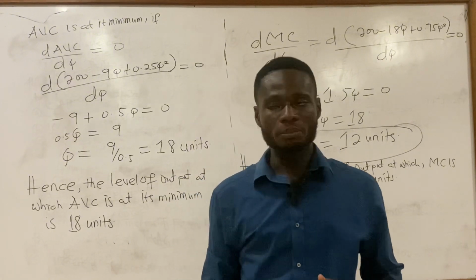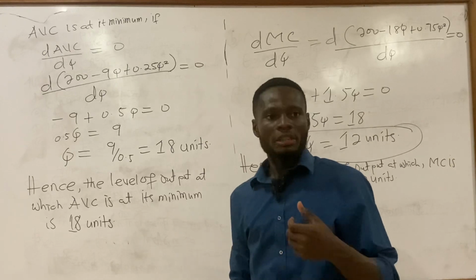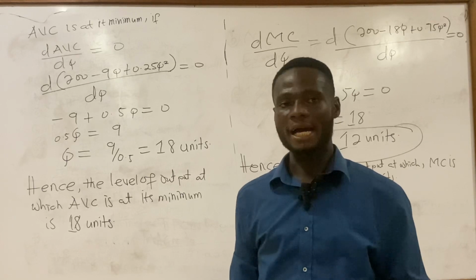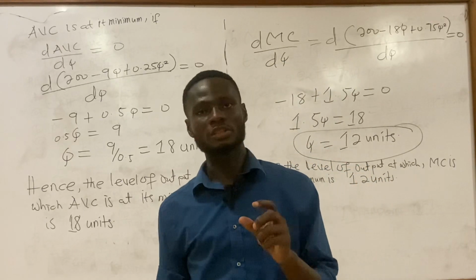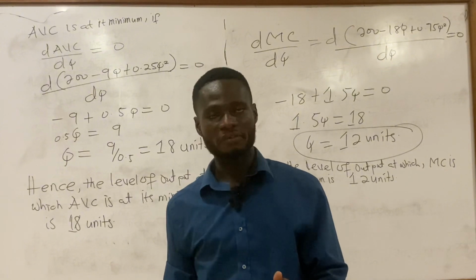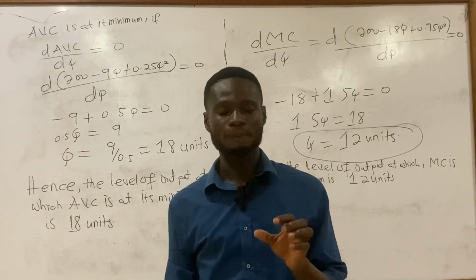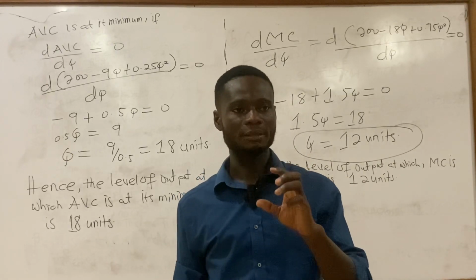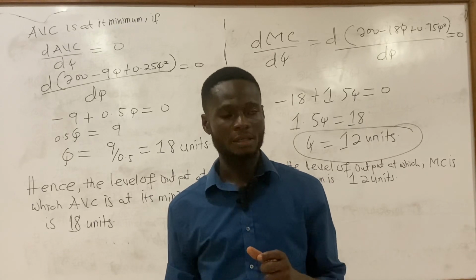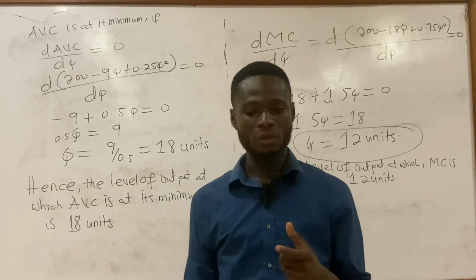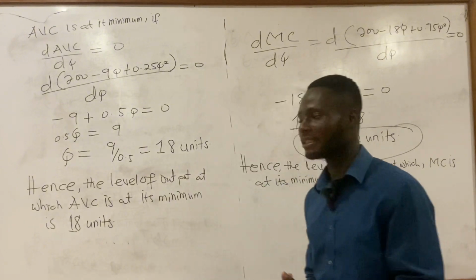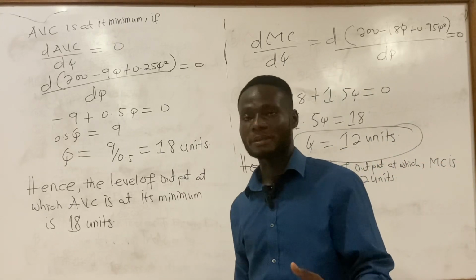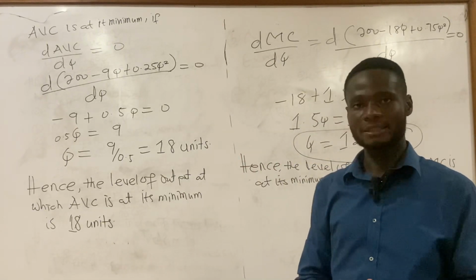And then what you must also know is that TC is equal to average cost times the quantity. So if you have the total cost function and you want the average cost function, all you do is divide your total cost function by the quantity. All right, then you obtain your average cost function. So very, very easy to navigate your way out in how to go about this type of questions in economics.